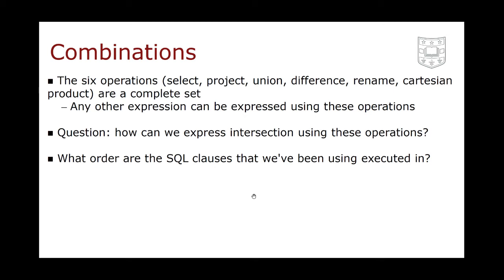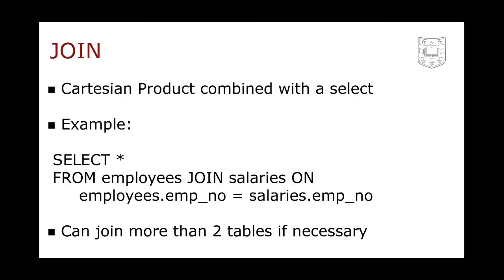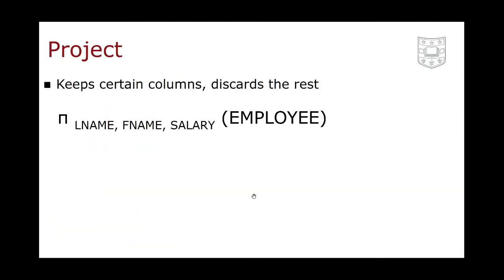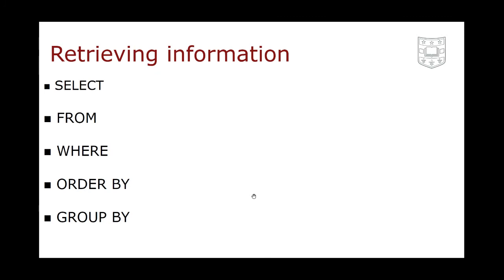Of the SQL clauses that we have seen, what is the order that they are executed in? If we go back to the first slide today that showed the clauses that we have been talking about in this class: select, from, where, order by, and group by. Now that we've talked about relational operations and how they correspond to our SQL queries, let's talk about order of operations for a second. Which of these clauses happens first?